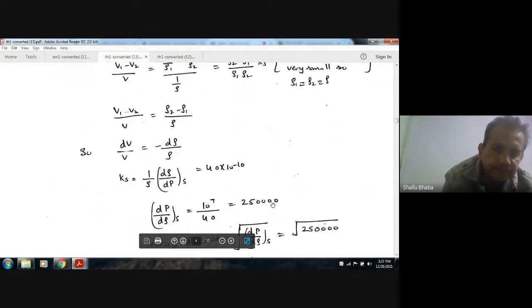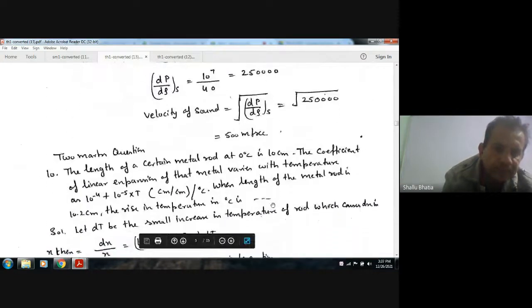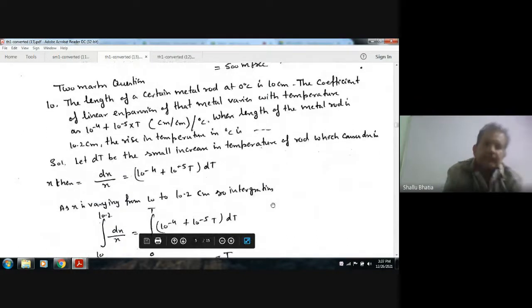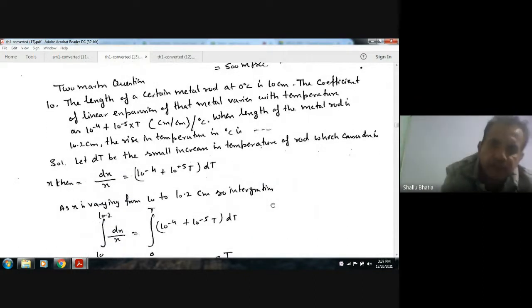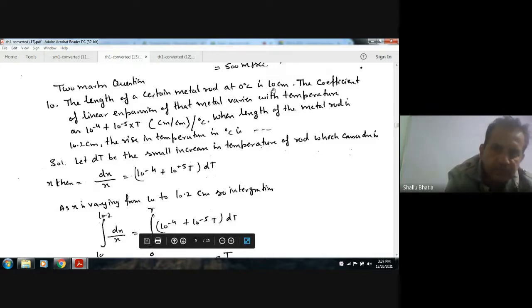Next question, 2 marks question. The length of a certain metal rod at 0 degrees Celsius is 100 centimeters. The coefficient of linear expansion of that metal varies with temperature as 10 to the power minus 4 plus 10 to the power minus 5 into T, per degree Celsius. When the length of the metal rod is 102 centimeters, the rise in temperature in degrees Celsius is asked.